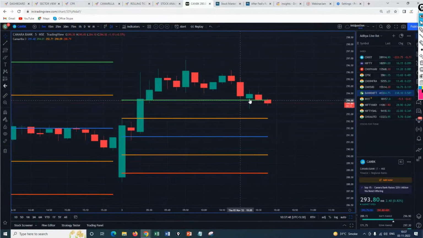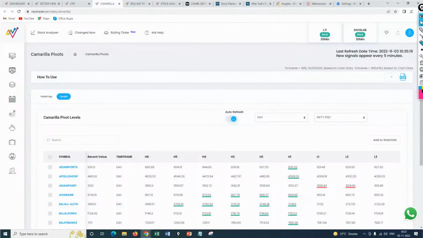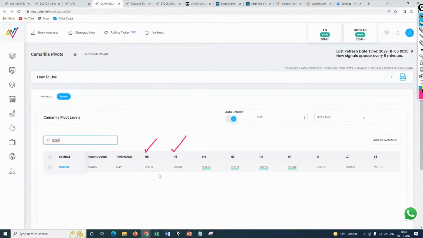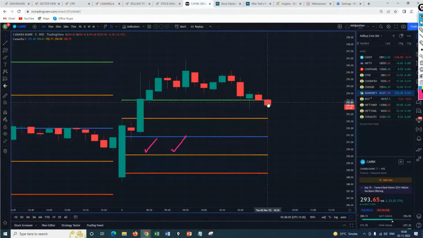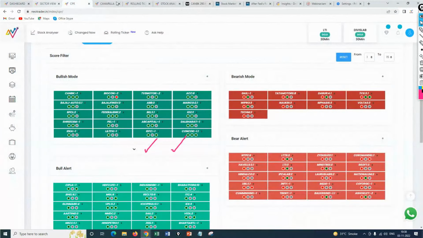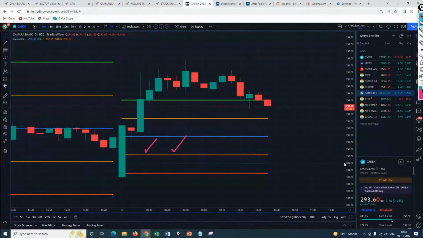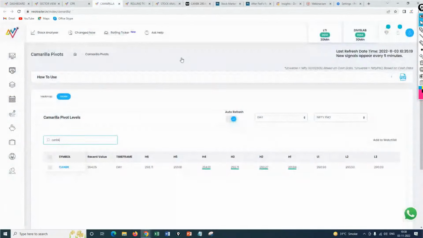If you go here, you have something called the H5 and H6 levels also. These H5 and H6 levels act as targets and stop losses for all of your trades. You can directly write the name of the stock here, write Can Bank, and you will get the H5 and H6 levels. So 296 and 298. H4 level is 294, so 296 and 298 on the top. And H3 is 292, so the next support for this stock is 292, which is your H3 level. That is how you can see it here itself.